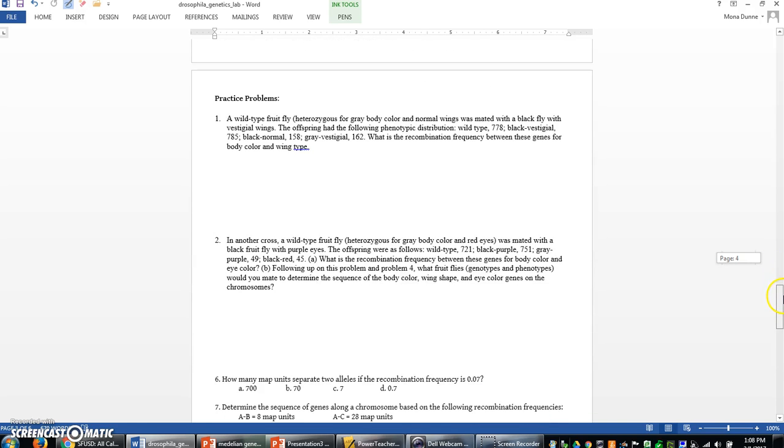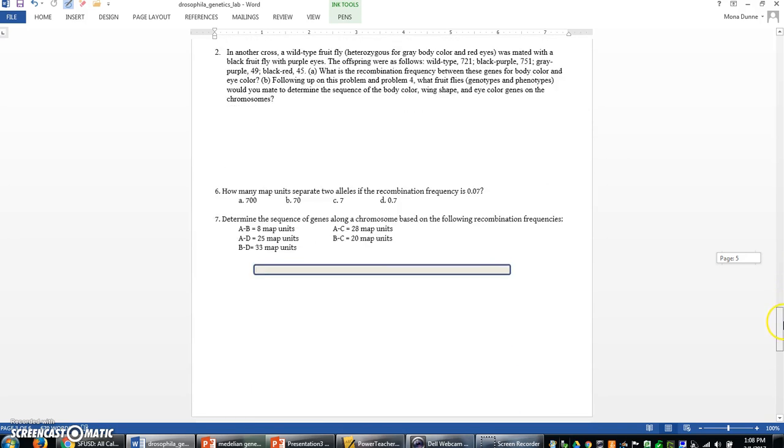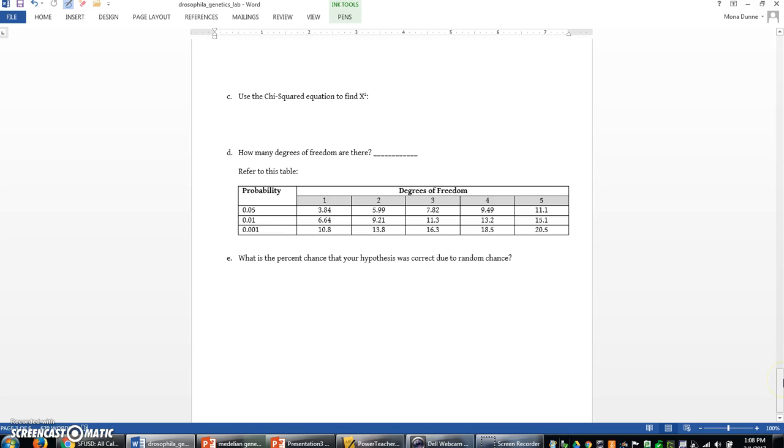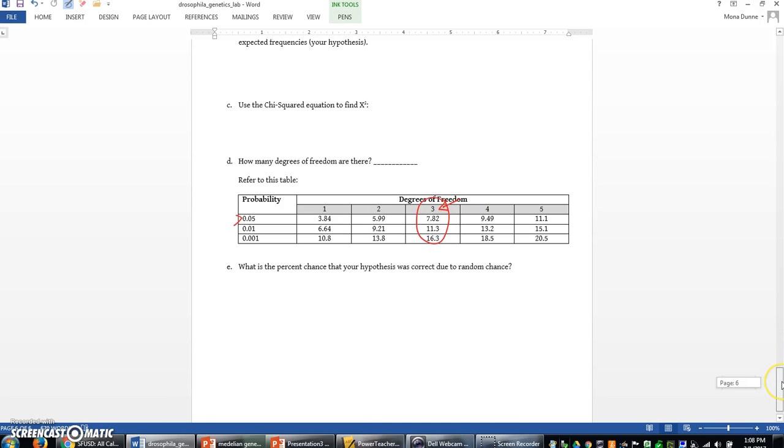And then you have some practice problems to do. And so you're going to go ahead and do all of this. So the table here, remember, always look at the 0.05 probability. So check out your degrees of freedom. Since there were 4 boxes of our Punnett square, remember you want to take away 1 from that and look here, okay? And that's for the example that I showed you above. This one might be a little bit different. Okay, so go ahead and complete that to the best of your abilities. We'll be going over that next class, and I'll check that off.